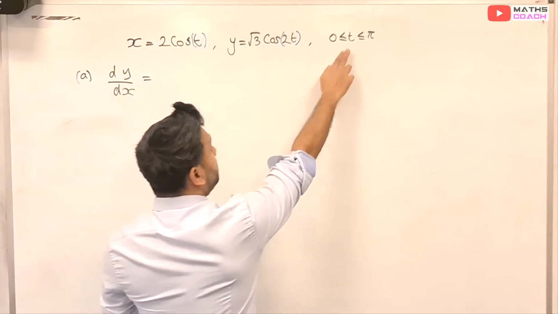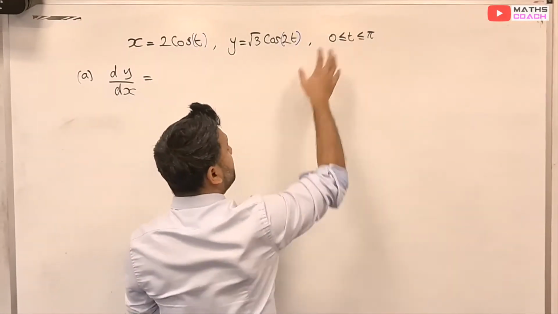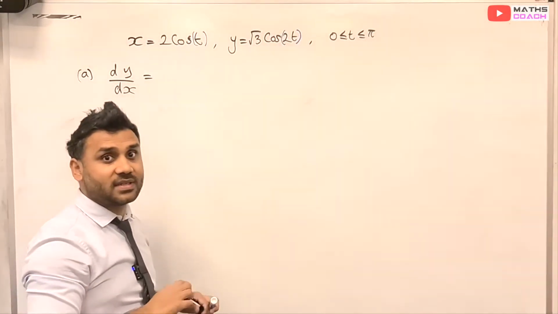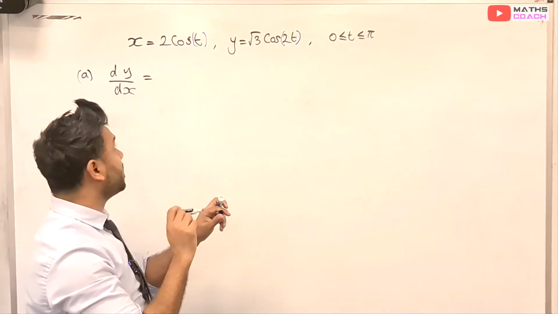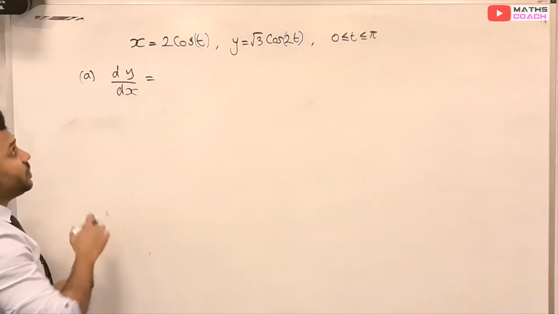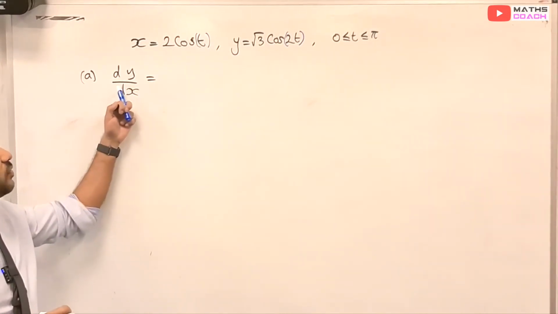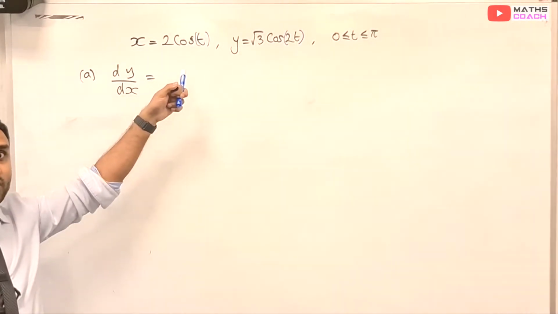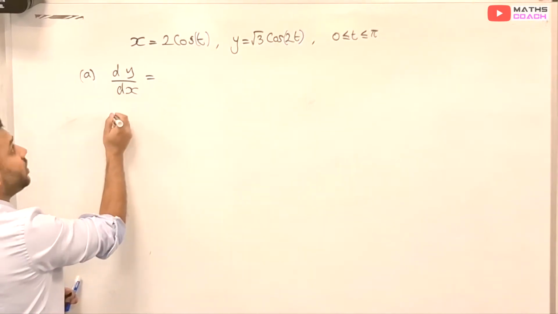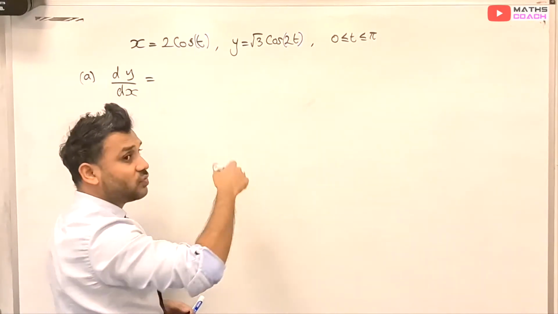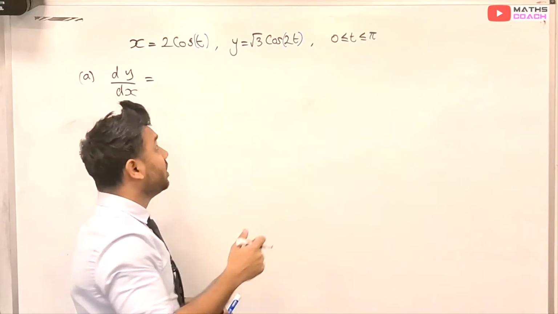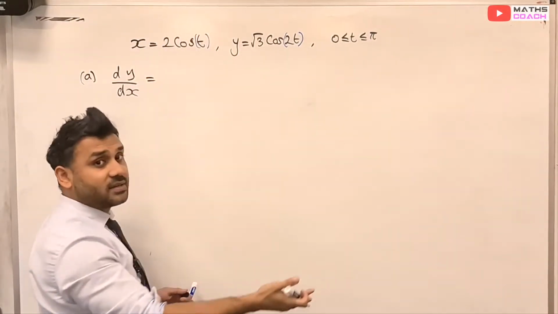All right, so t is between 0 and pi. This is expressing the domain for the parameter t for this parametric equation. Now, the first part of this question asks you to work out the gradient function for this parametric equation, but it asks you to work it out such that the answer you get has to be in terms of t. Luckily, both our x and y are in terms of t.